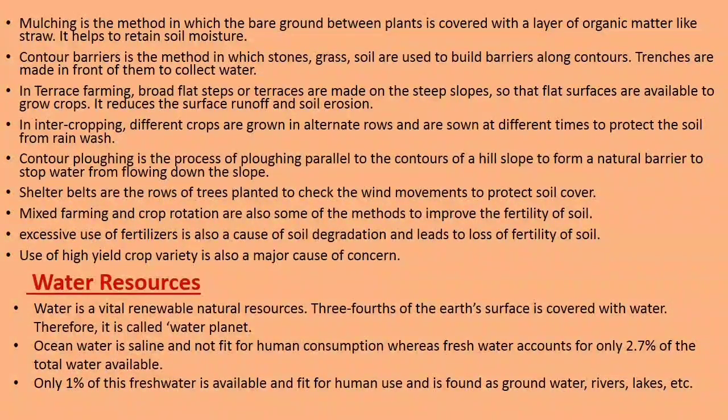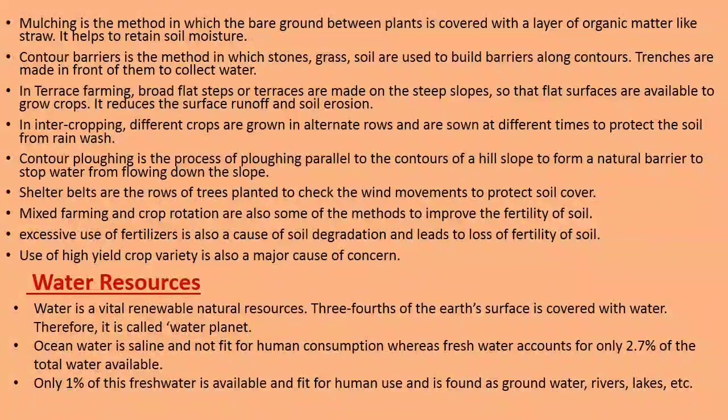Contour plowing refers to plowing parallel to the contour of a hill slope. It forms a natural barrier for water to flow down the slope, and thus it controls soil erosion. One of the best methods is terrace farming. This method of soil conservation is mainly used on steep slopes. In this method, broad flat terraces are made on the steep slopes to cultivate different crops. These terraces control surface runoff and soil erosion.